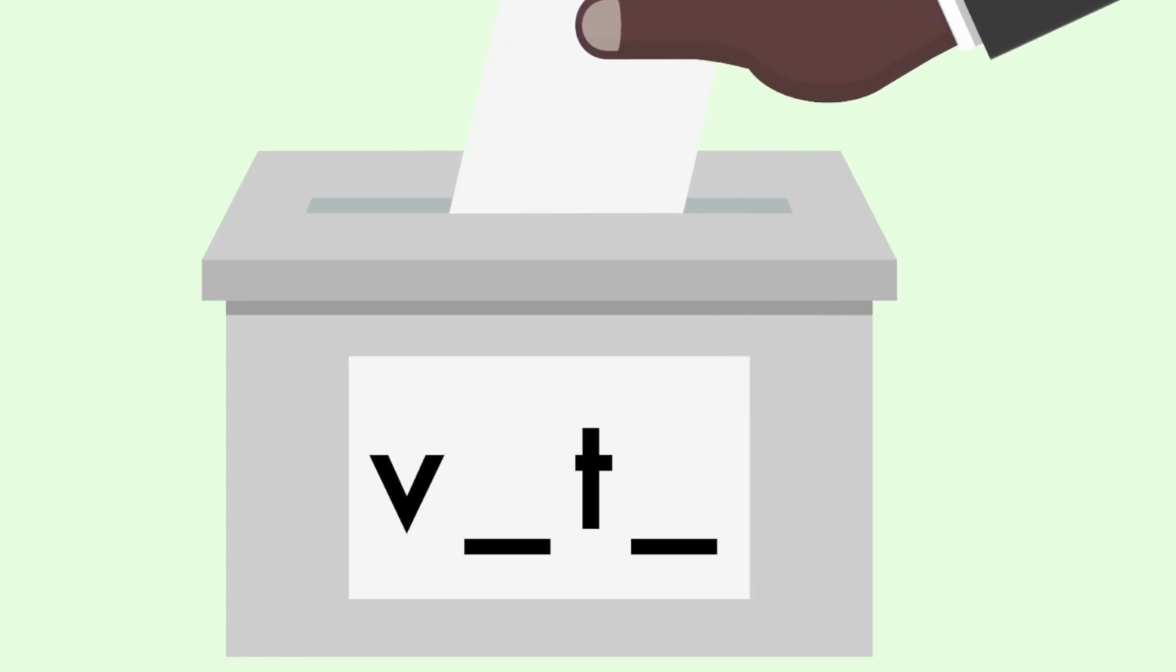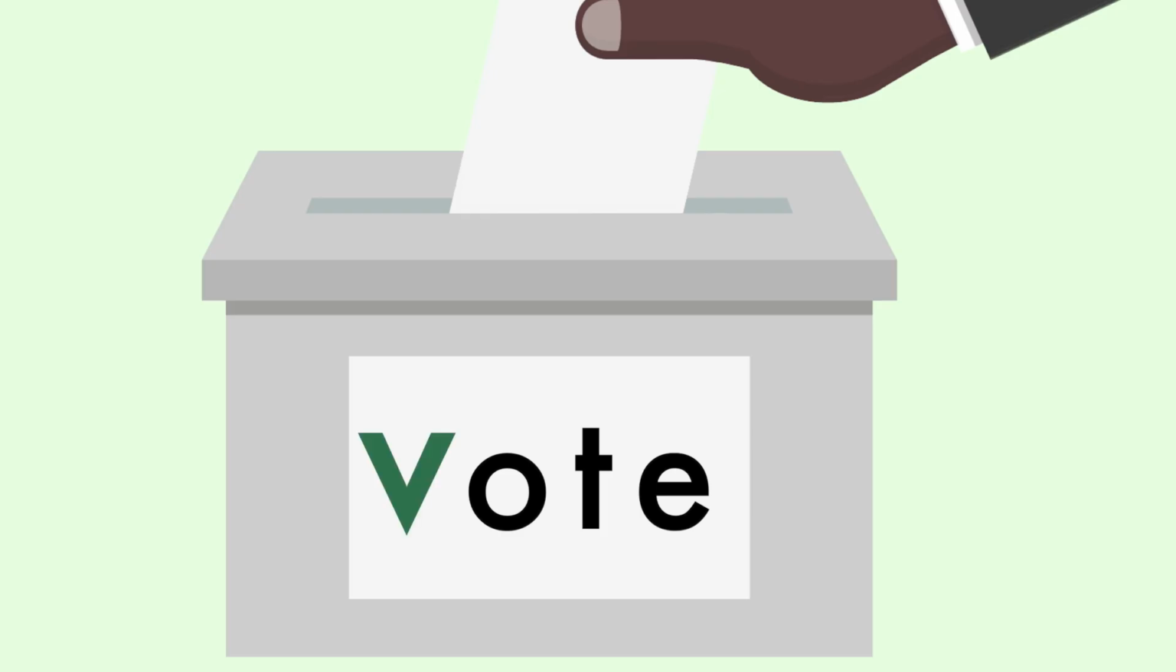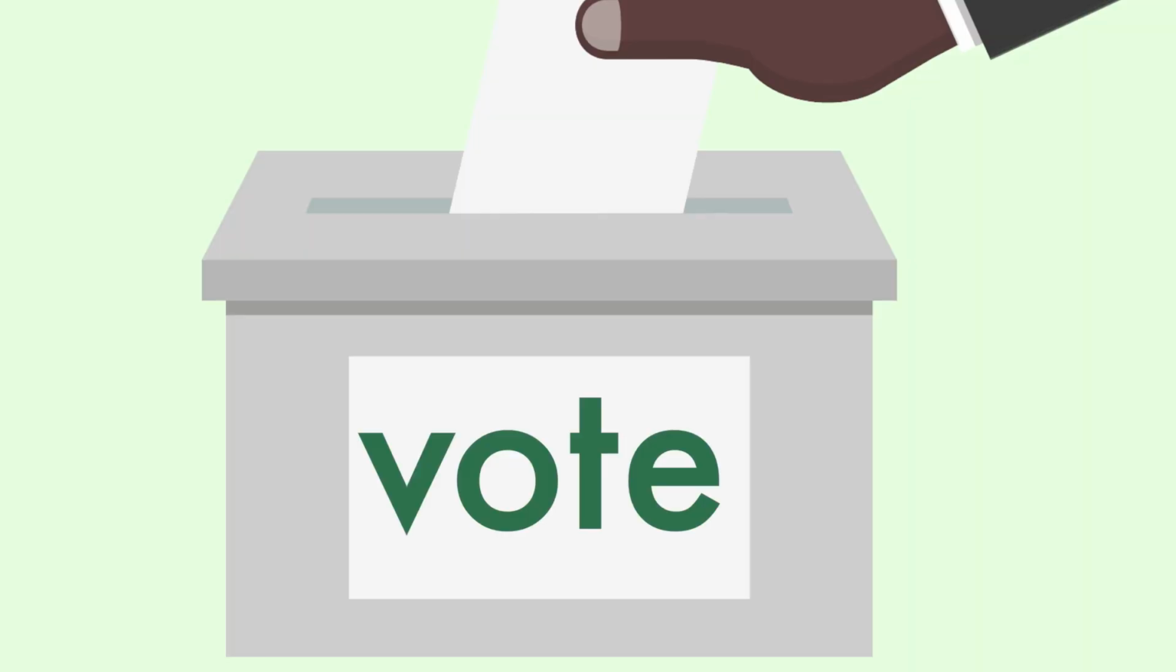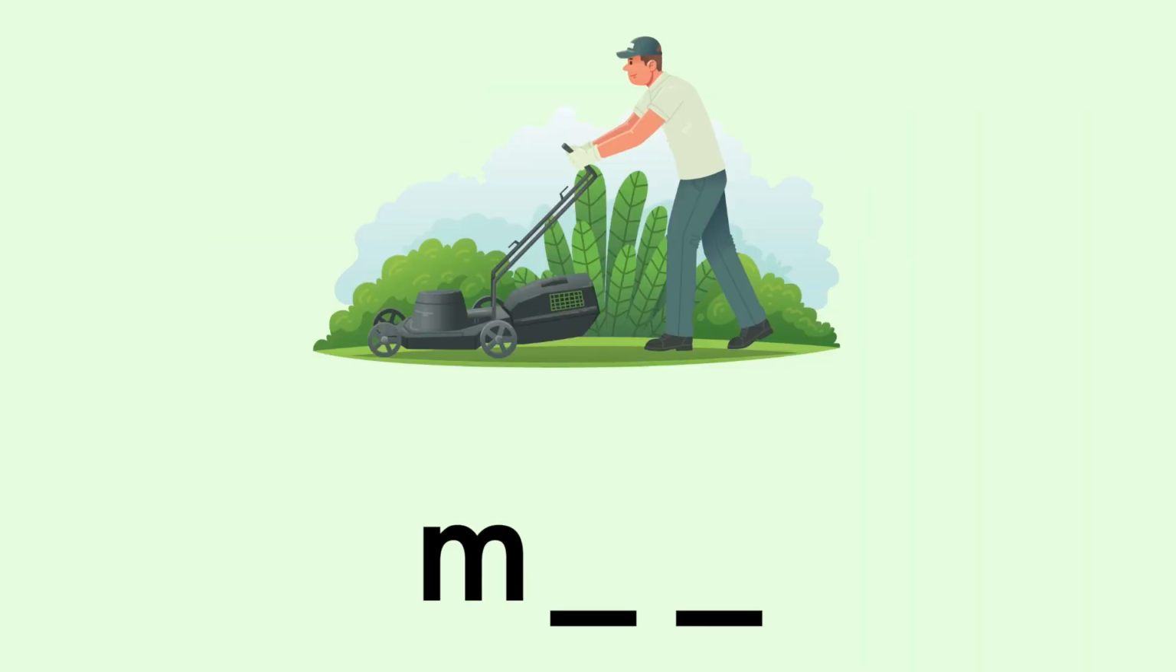The next word is vote. V-O-T. Here we have the letters for the V and T sounds, but we're missing the letters for the O sound. Since the long O sound is in the middle of the word, and I see a consonant and a blank after it, this must be a silent E word. V-O-T. Vote.